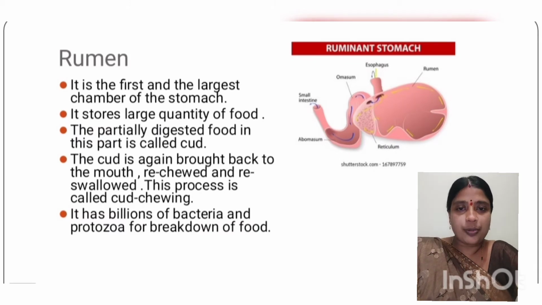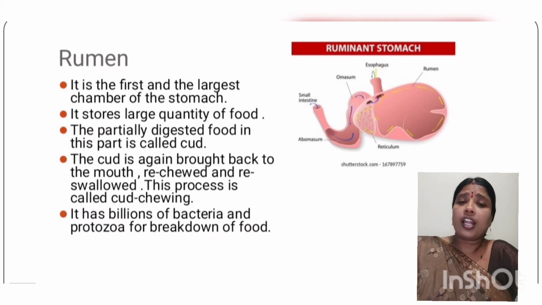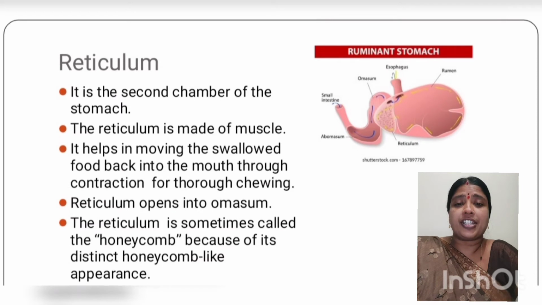It stores a large amount of food, and then from there the cud is brought back again, re-chewed and re-swallowed, and this process is known as cud chewing. Now the next chamber, the second chamber, is the reticulum. Now this reticulum is the second chamber. Now it is made up of muscles.